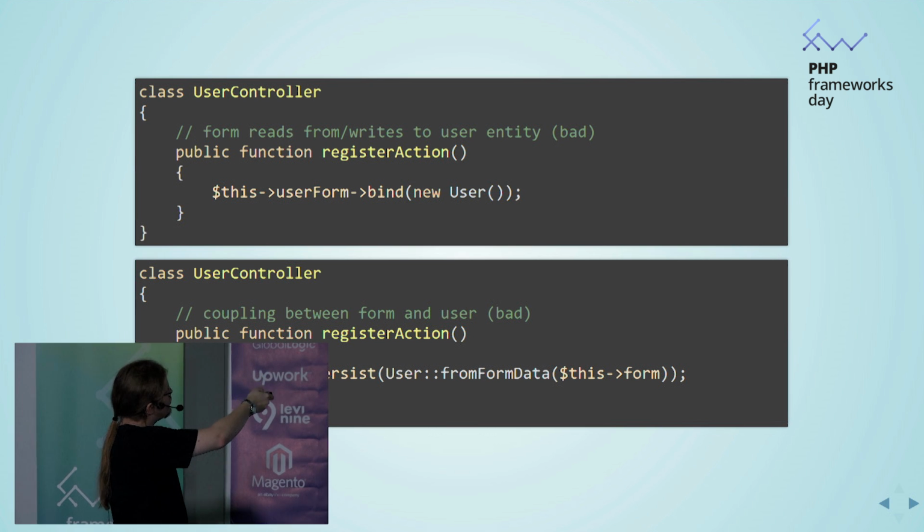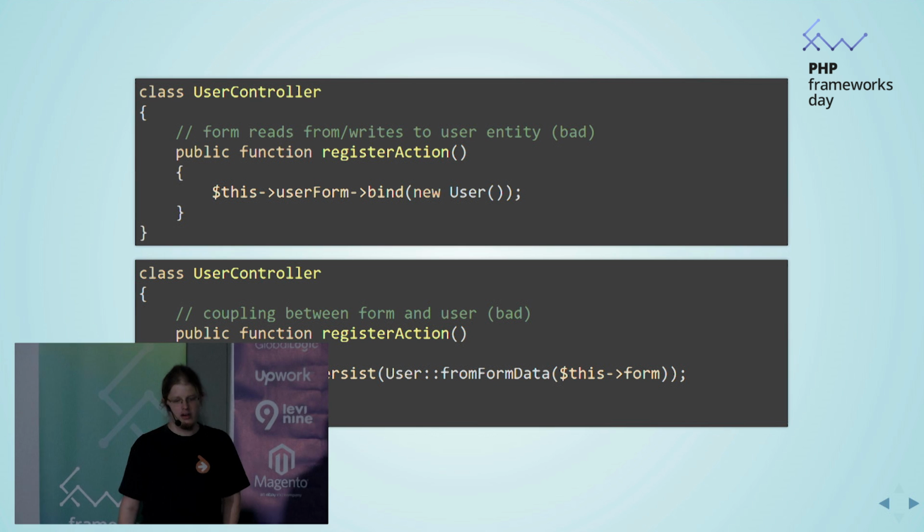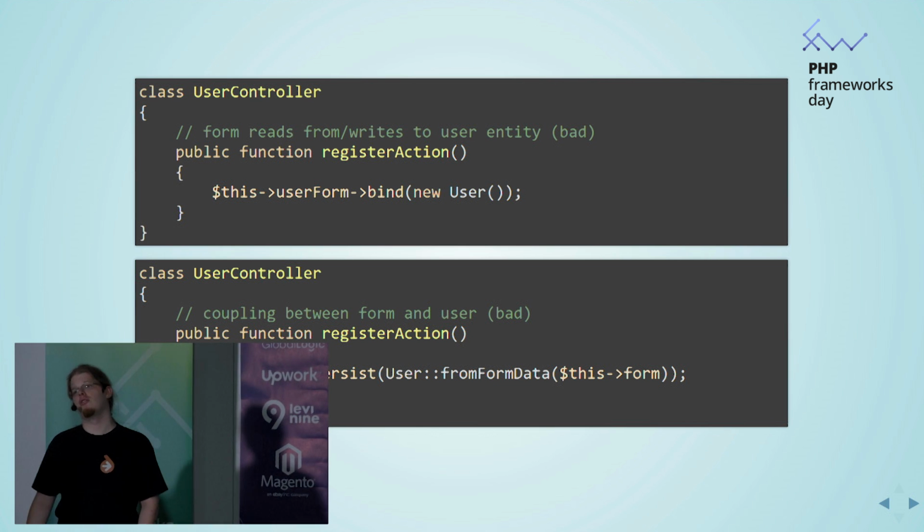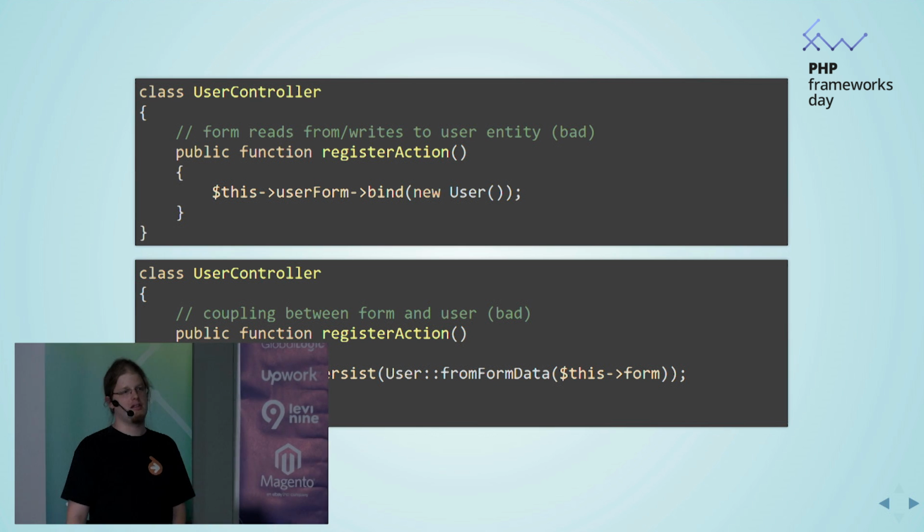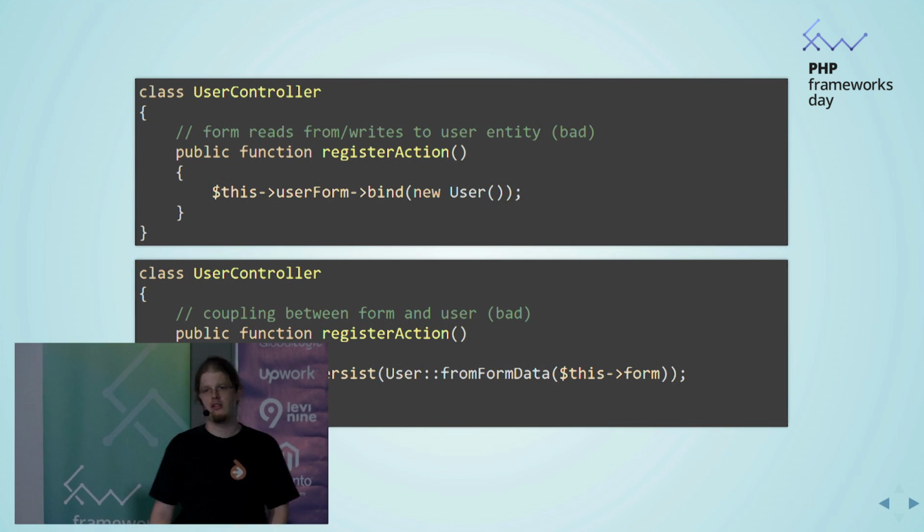So you have a user controller and you have a register action. This happens very often. Then you have a user form bind. You create a new user. Not good. What happens here is that the form knows how to interact with the user object and is some kind of framework. And the next time you do a composer update, everything crashes because they changed some rule about how getters and setters work. Now, this should not happen, but it will happen.